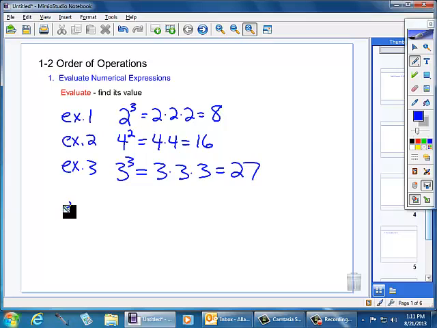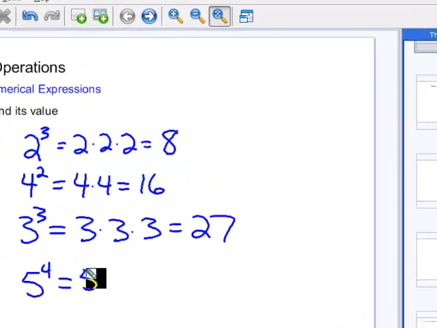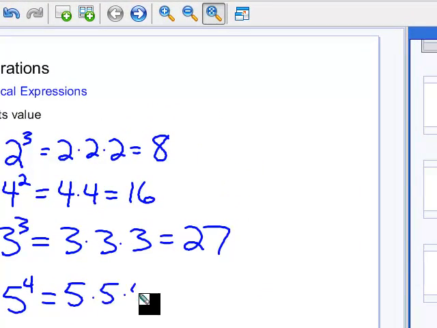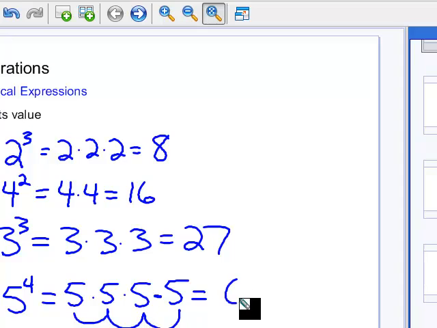And I'll do one more tough one. Example 4. 5 to the 4th power. Well, what does that mean? It means 5 times itself 4 times, so let's write it out. 5 times 5. It's probably a good idea to write it out. I'm required to anyway. If you don't write it out, you write things like 20. It's not 20. 5 times 5 is 25. Times 5 again is 125. Times 5 again is 625.